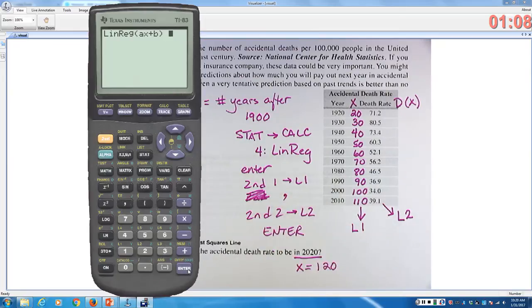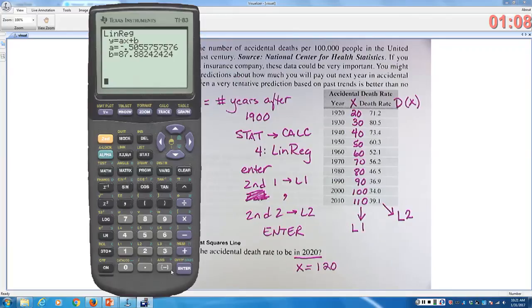And for now, we're just going to do it the short way. So I'm going to go second 1 to get list 1. That's my X values. Enter a comma. Second 2. Tell it that's where my Y values are. And normally I put a couple more steps in there, but I'm not going to this time. I'll show you those next time because we're short on time. Hit enter.